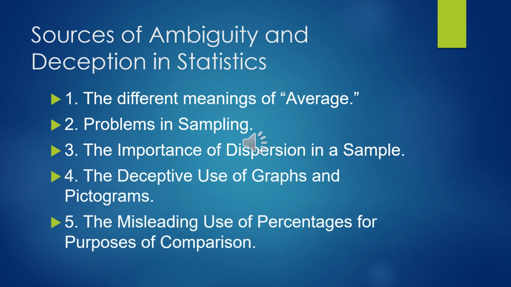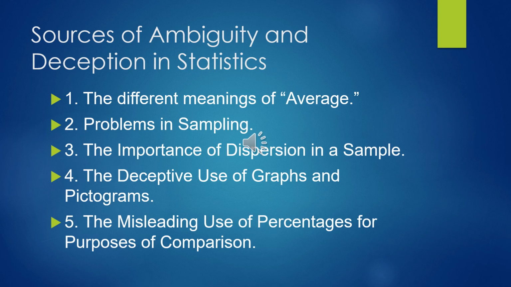So here are the ideas we're going to look at in this presentation. We're going to talk about the different meanings of the word average. We're going to look at problems in sampling. Sampling is when you use a subset of a population to draw conclusions about an entire population. How that can go wrong creates problems in sampling.